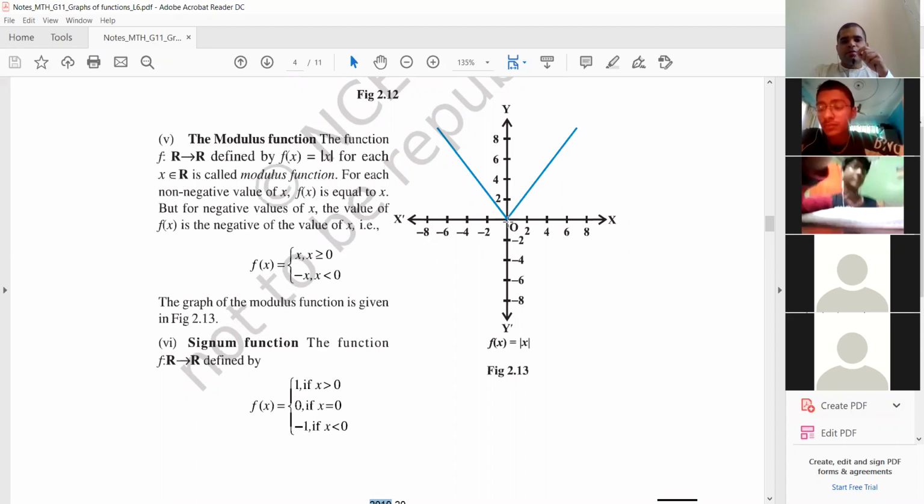You can see it is taking values from 0 and it is going all the way up to infinity. How? See, at 0 the value is 0. At 2 the value is 2. At 4 the value is 4. And what about the left one? At 0 the value is 0. At minus 2 the value is 2. At minus 4 the value is 4. So it is taking values from 0 to infinity. At infinity the value will be infinity. By seeing the graph also you can see.